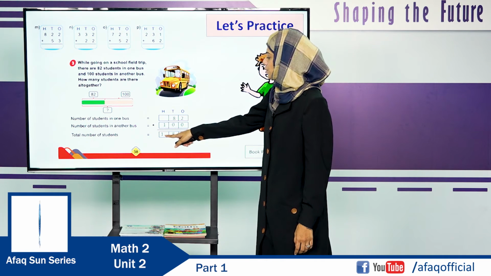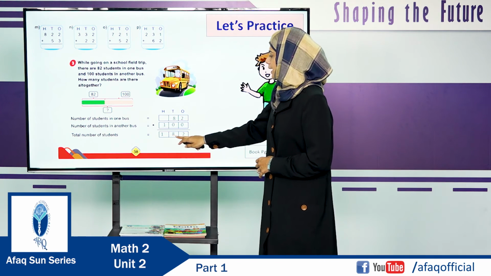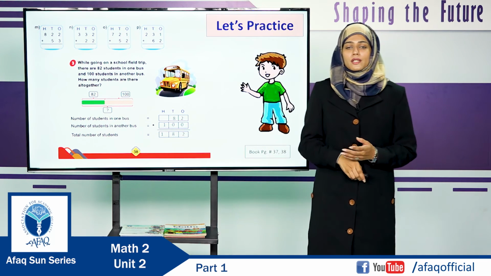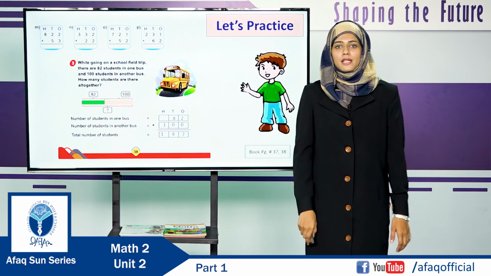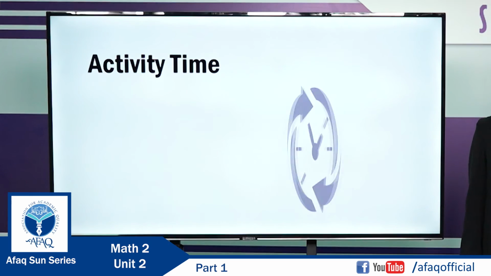0 plus 1 is equal to 1. So, we have the answer 182. These are the total number of the students. I believe you understood this question. This is an activity time. Let's see the other concept.